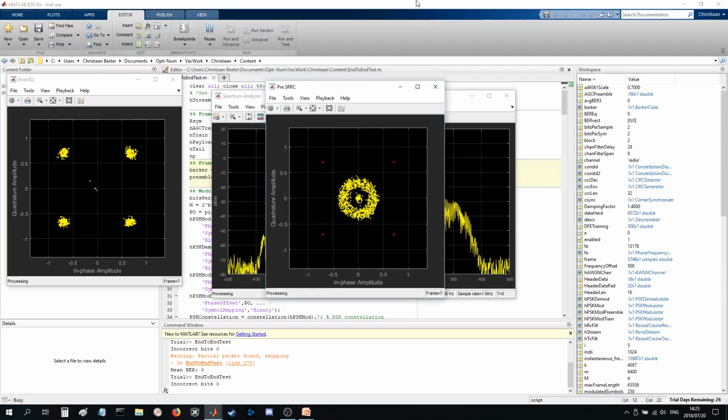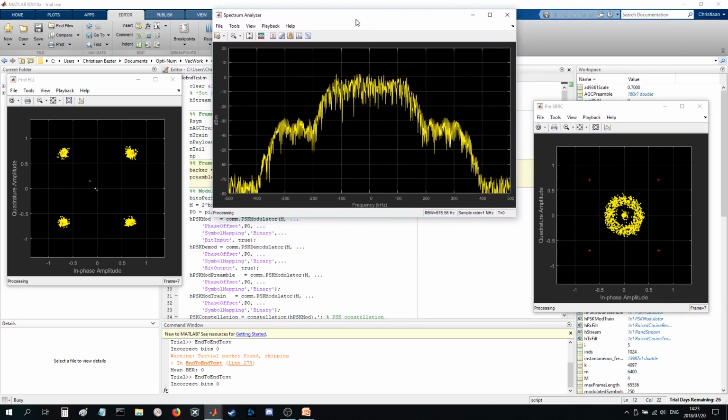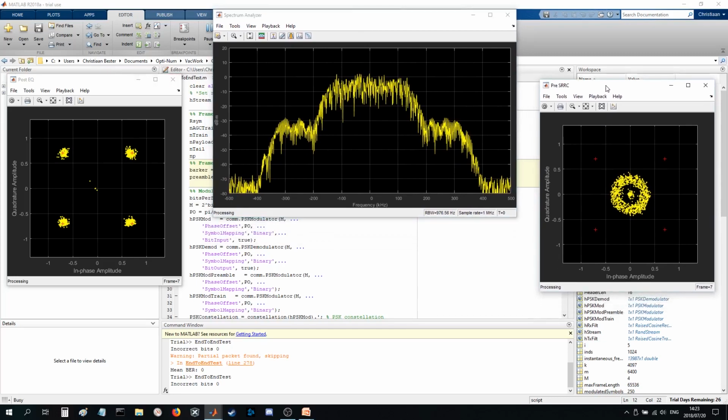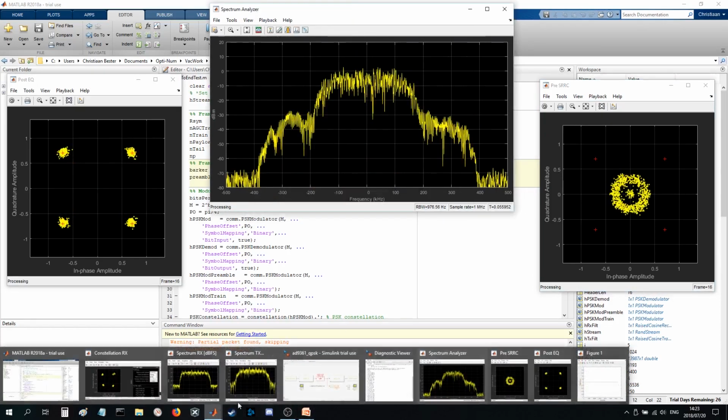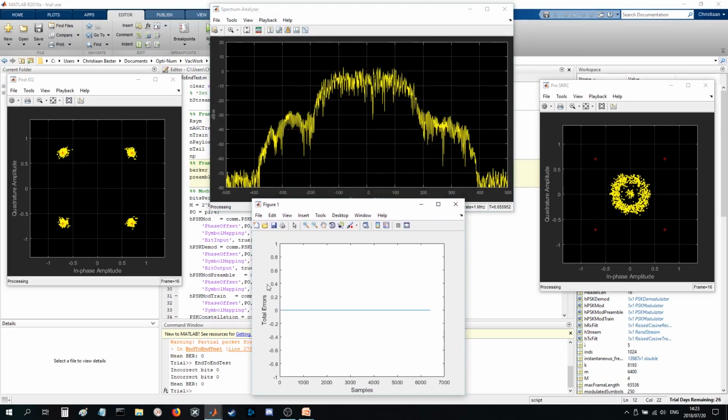Here we can see our various constellation diagrams for different parts of the system simulation, as well as our spectrum analyzer. And once our simulation has completed, we can see the graph of our total errors versus the samples that we tested, and we can also see that 0 errors have occurred during our entire simulation, which indicates that our algorithm reference model is working correctly.